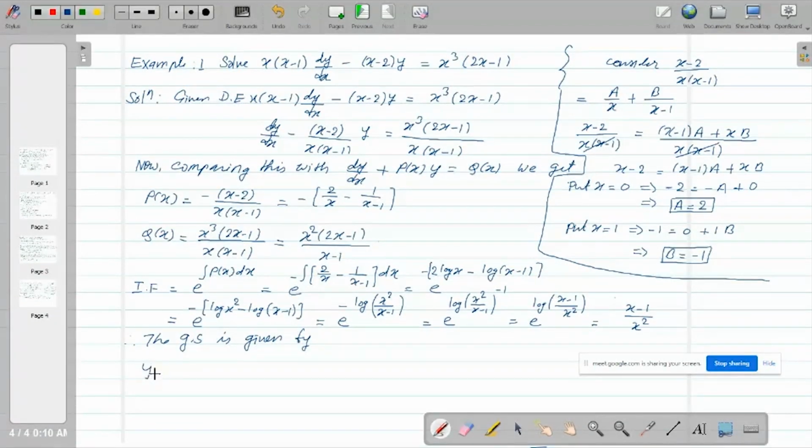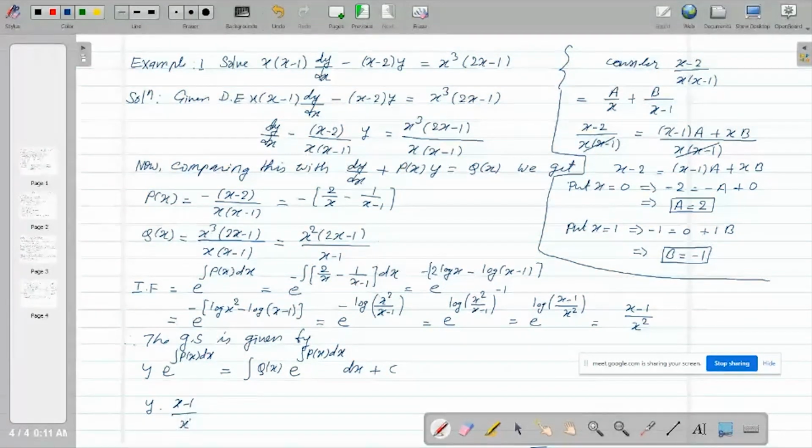So what is the general solution? First write down the formula: y e raised to integration of p of x dx equals integration of q of x e raised to integration of p of x dx, dx plus c. Okay, so here y is as it is, the value of this we have found. What is that? This one, x minus 1 upon x square. X minus 1 divided by x square, and this equals integration as it is q of x.